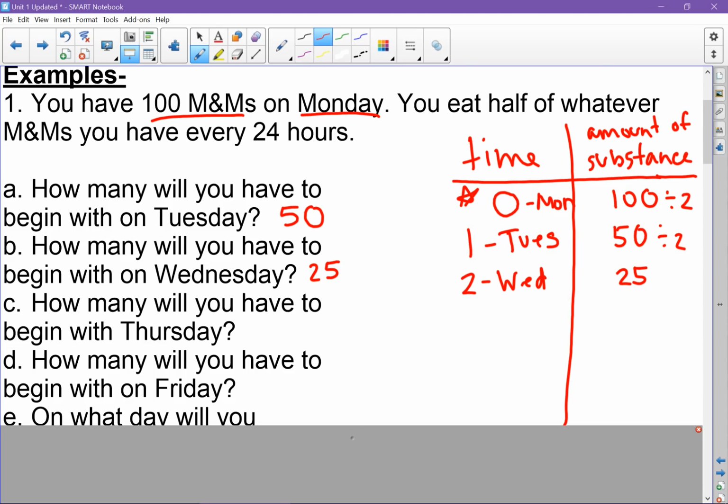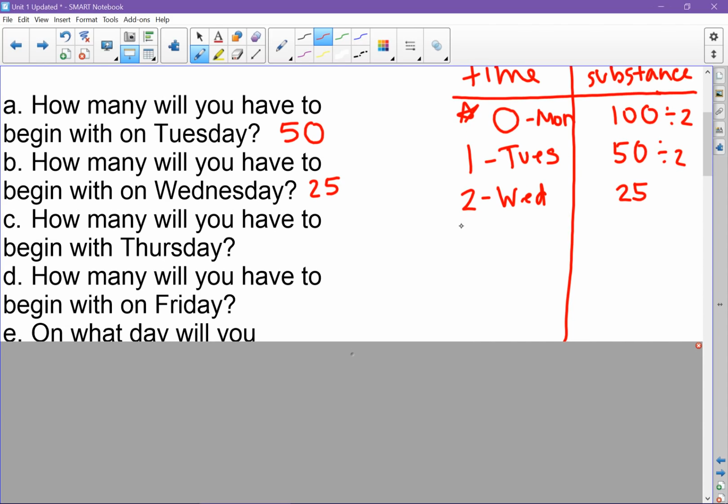I still have a whole bunch of M&Ms. I'm going to keep eating them. If I let another day go by, that's going to be Thursday. I'm going to divide this in half again, and here's where it's going to get a little tricky. I'm going to have to get like a knife out and cut an M&M in half and eat 12.5, so 12 and a half M&Ms. Hard to do, but M&Ms are delicious, so we'll do it.